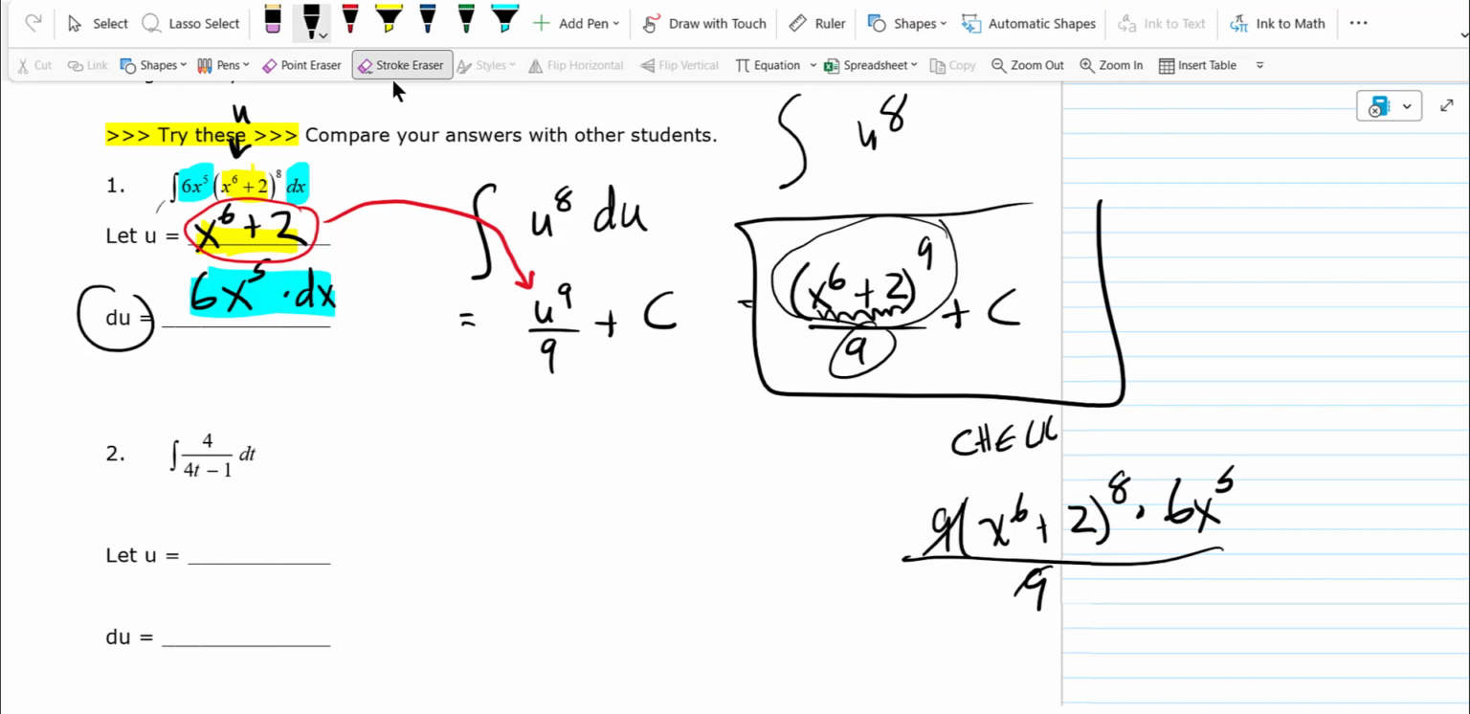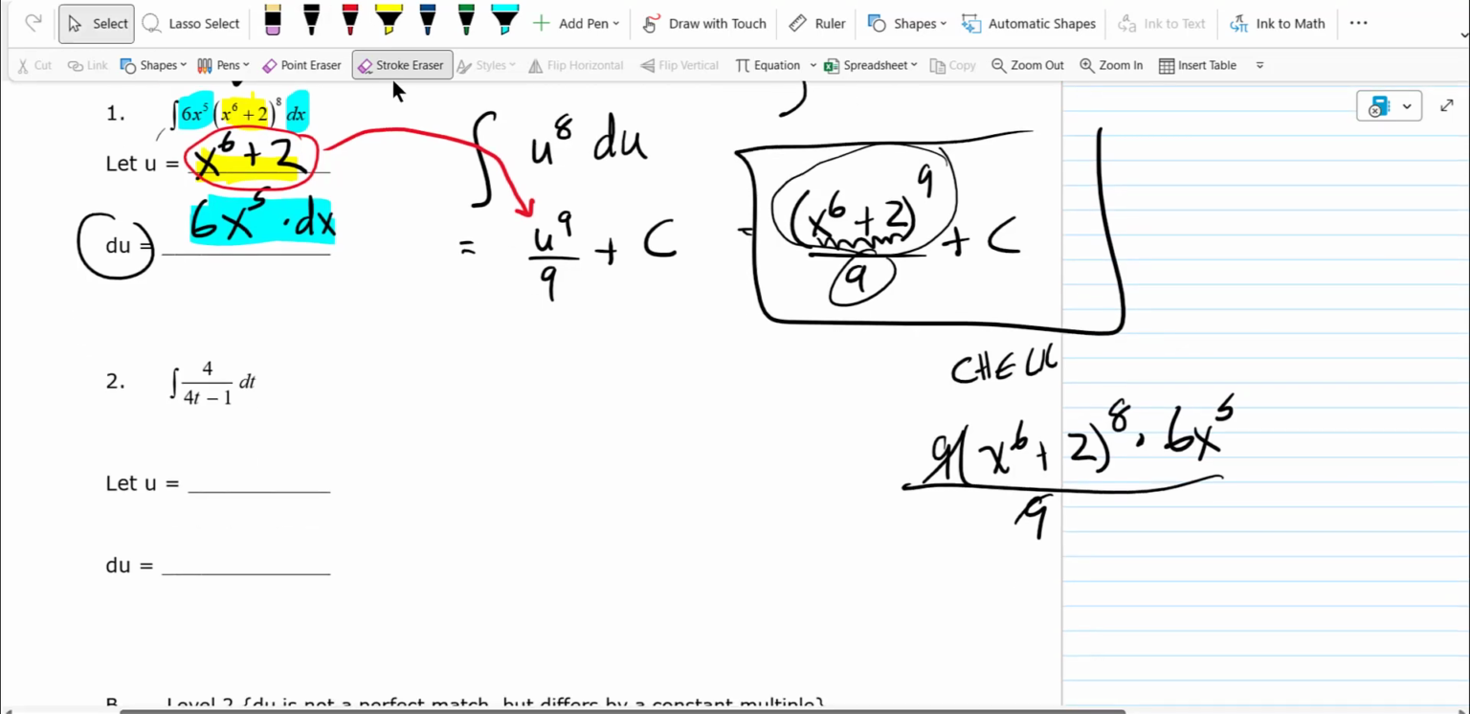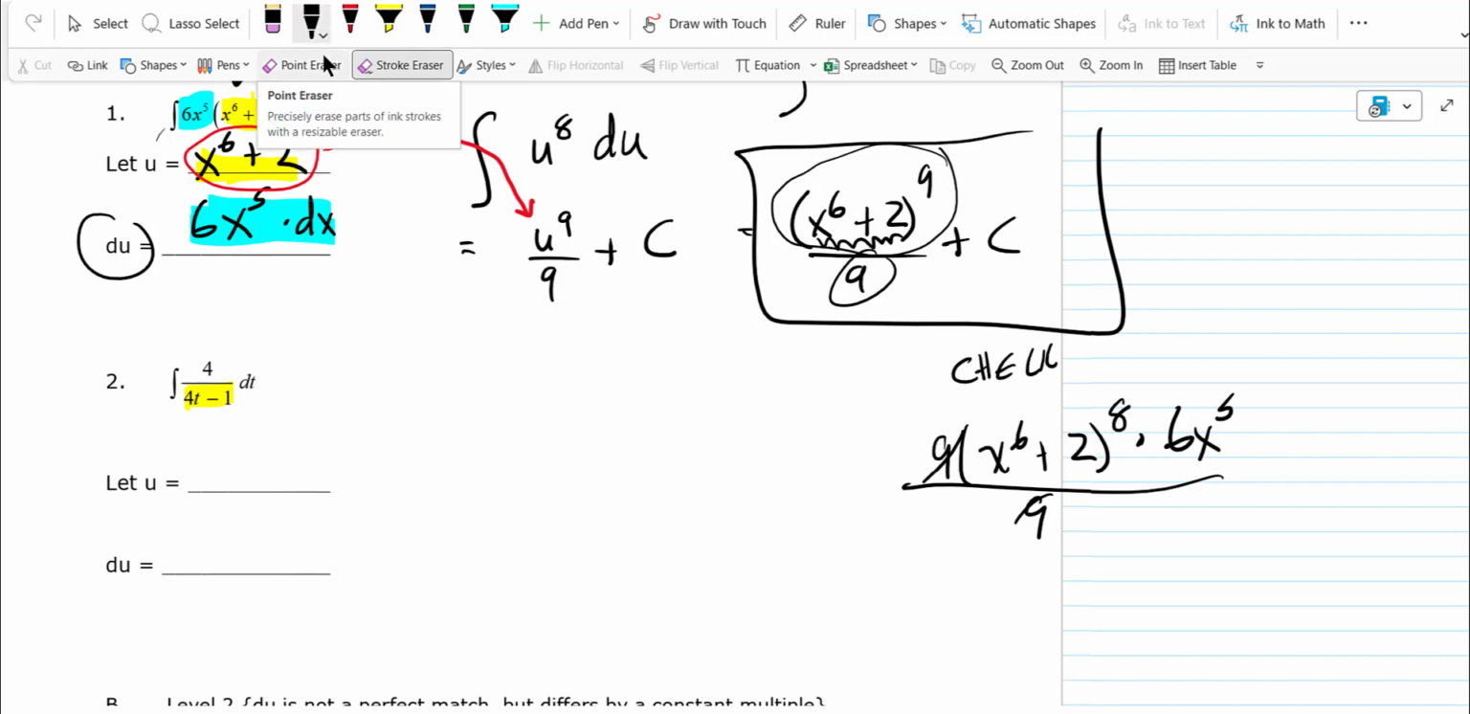I don't know if anybody had time to do the second one or not. I think we kind of ran out of time. Do you all have any thoughts about what I should set u equal to? 4t minus 1. How come? Okay, it's got a variable in it. What is the derivative of 4t minus 1? 4, okay? That's what you're looking at. But that's fine. So we're going to go ahead and let u be 4t minus 1.